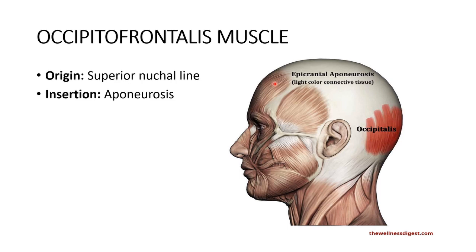Nerve supply of occipitofrontalis muscle. The frontal bellies are supplied by the temporal branch of the facial nerve. The occipital bellies are supplied by the posterior auricular branch of the facial nerve.